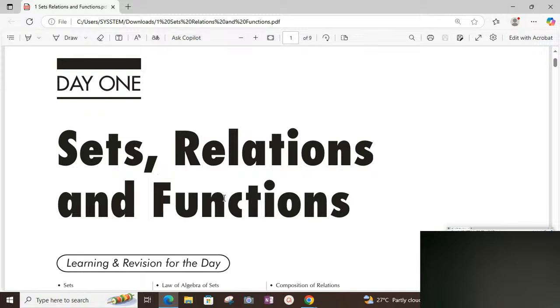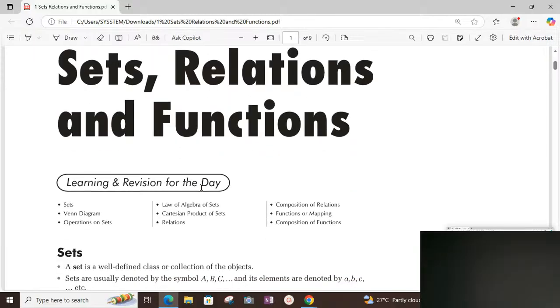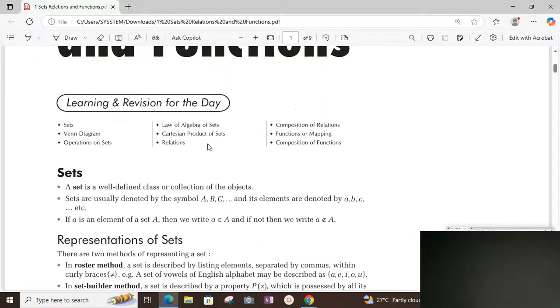Let's discuss sets, relations and functions. These are the learning points: sets, Venn diagram, operations on sets, laws of algebra, Cartesian product of sets, relations, composition of relations, functions or mapping, composition of functions. Let's discuss one by one.